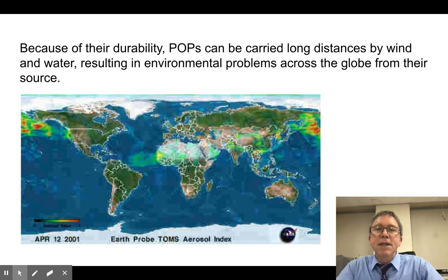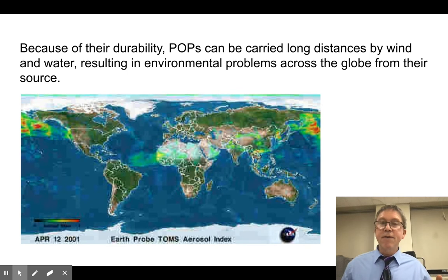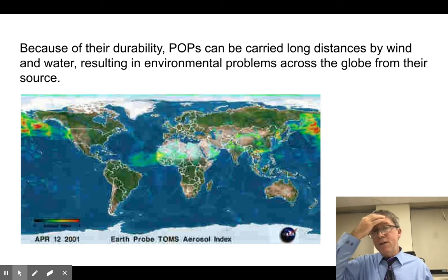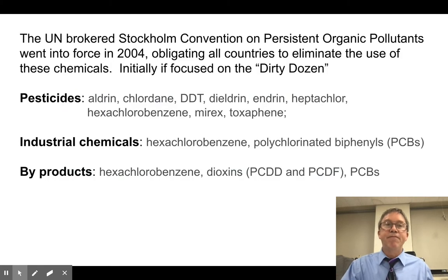Now, because they persist, because they don't break down, they tend to get carried a long way. So just because you live in an environment that doesn't use DDT, and you're far from any source of it, doesn't mean that you're safe from it, because it can be carried literally all the way across the globe, by wind, by rainwater, by different mechanisms. These things have a tendency to travel a long way, so it becomes a global problem. If any country's still using DDT, it's still a problem for everybody, not just for that country.